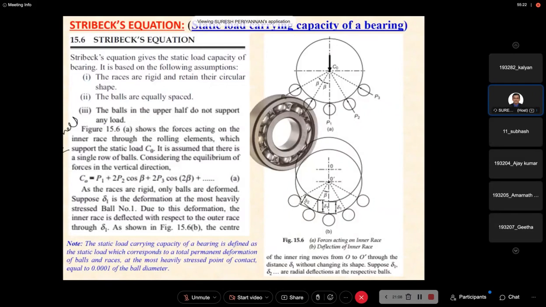When the shaft is stationary, it means the shaft is connected but not rotating. During that time, the shaft does not rotate, hence obviously it is a static load, right? Now, when the static load is present, it will produce permanent deformation in the balls as well as, now I take this.